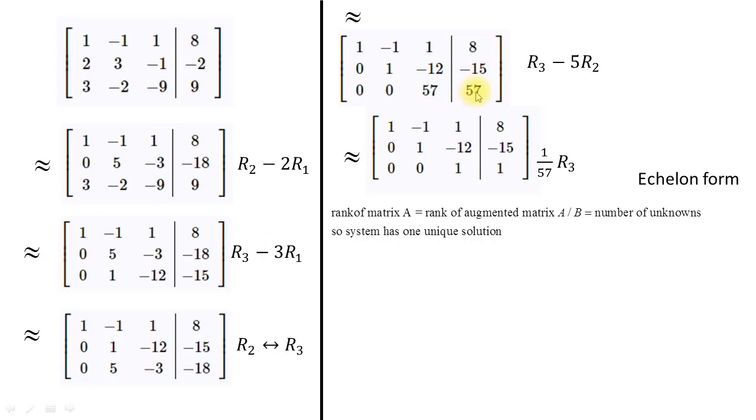Now for the echelon form this entry will be 1, so to obtain 1 in this position, multiplying the third row by 1 over 57, we obtain 1 minus 1 1 8, 0 1 minus 12 minus 15, 0 0 1 and 1. So this is the echelon form.